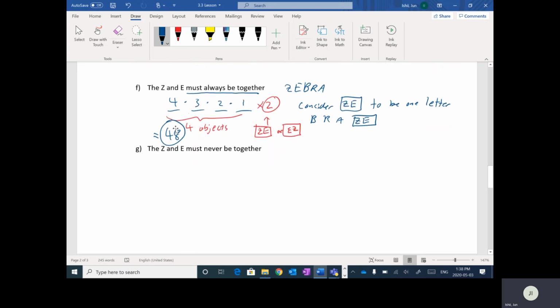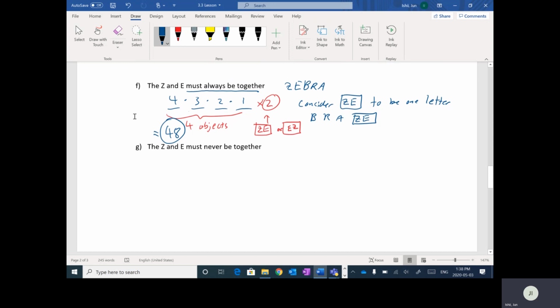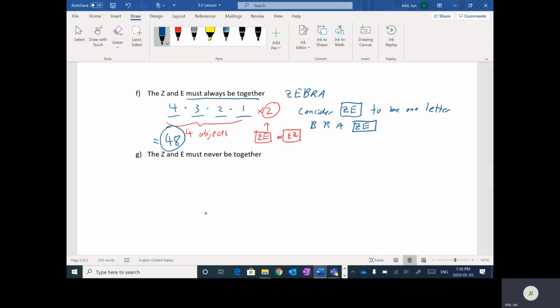And the last one here, the Z and E must never be together. Again, we have a "not" or "never" condition, so we're going to just take the total and then minus when the Z and E are together. So total minus ZE together.